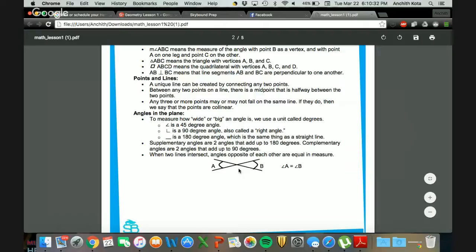When two lines intersect, angles opposite of each other are equal in measure. So you see these two lines are intersecting here. So angle A and angle B are equal.